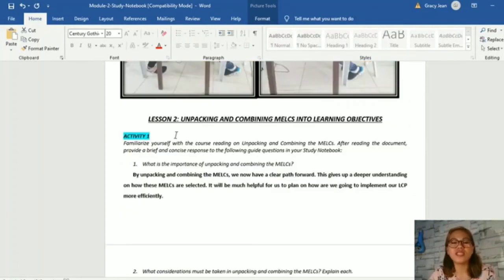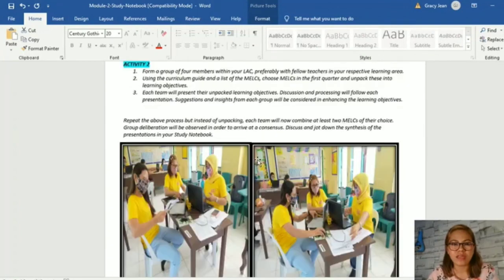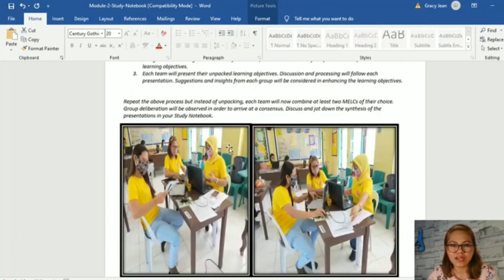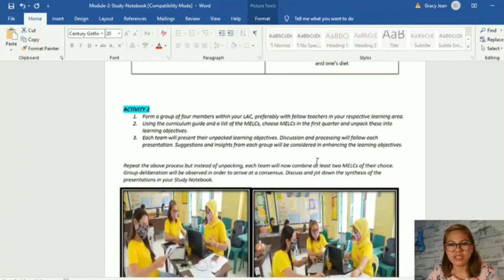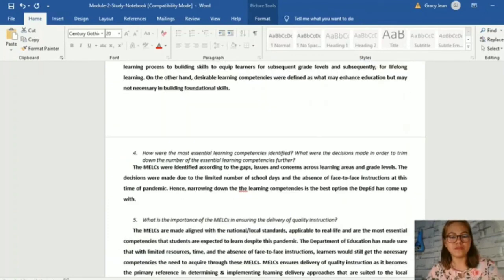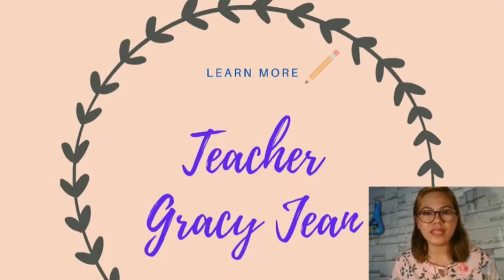Okay. So, for lesson 2, unpacking and combining MELCs into learning objectives. Ito po, kailangan po nating i-combine at i-unpack yung mga clear path forward ng ating MELCs. Of course, with your subject. For PE kasi ay once a week po yung PE kasi namin. And another group discussion and deliberation about the course. So I think ito lang po sa module 2. Okay. So I think yun lang po ang sa module 2 natin and later for the module 3.